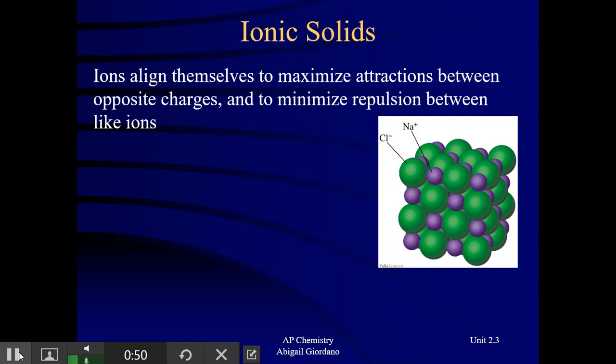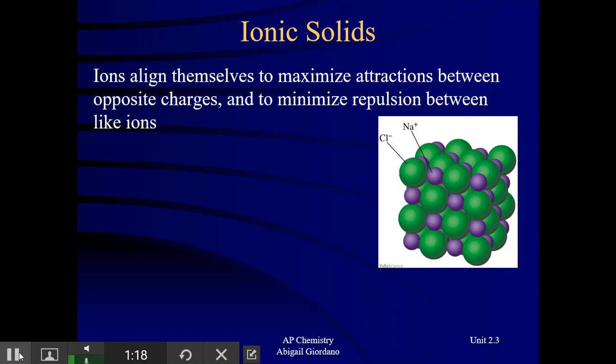I also want you to notice that the ions are in this every other repeating pattern, and that is because in ionic solids, the ions align themselves to maximize the oppositely charged attraction between the cations and the anions, and they want to minimize the repulsion between like charged ions. So that's why they're arranged that way.